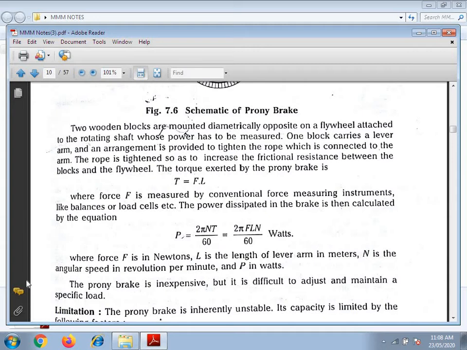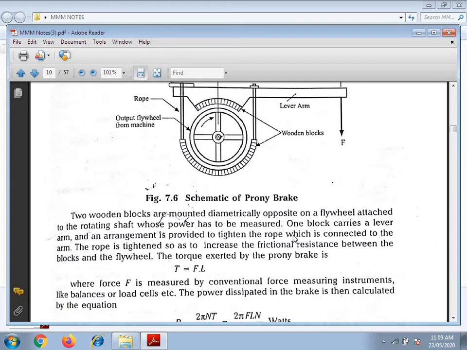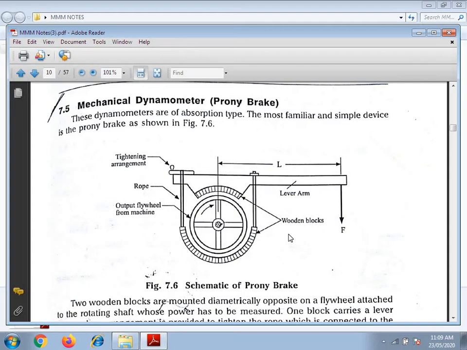Okay, and this much is about the Prony brake. A neat sketch is required, with arrow marks shown. So a neat sketch and a brief explanation about the sketch is more than sufficient. Okay, go next. The Prony brake is a mechanical dynamometer.